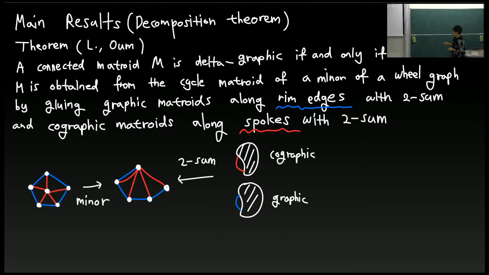So this is our first theorem. A connected matroid M is delta-graphic if and only if M is obtained from the cycle matroid of a minor of a Hill graph by gluing graphic matroids along limb edges, which are the blue edges, with the two-sum operation, and cographic matroids along spoke edges with the two-sum operation.